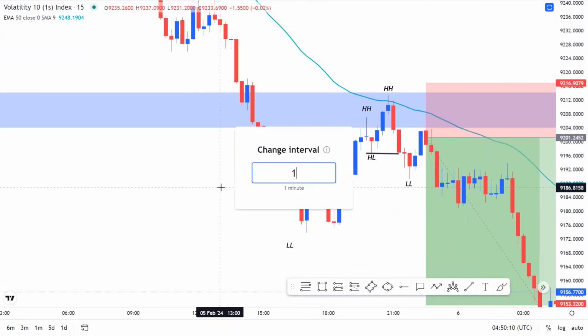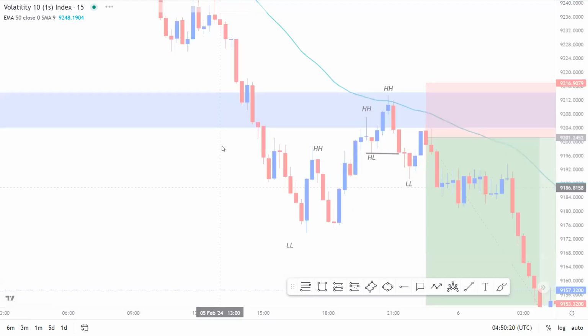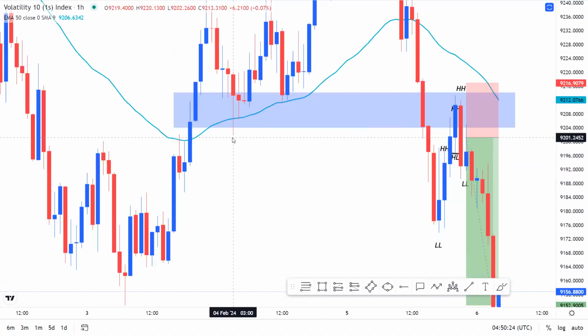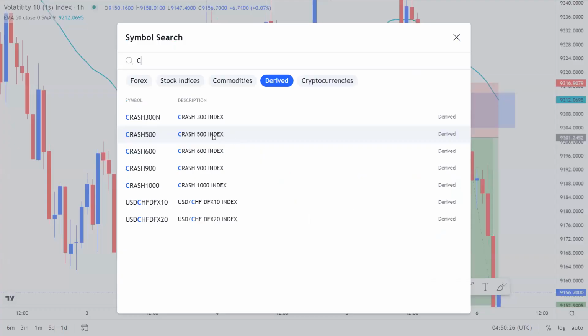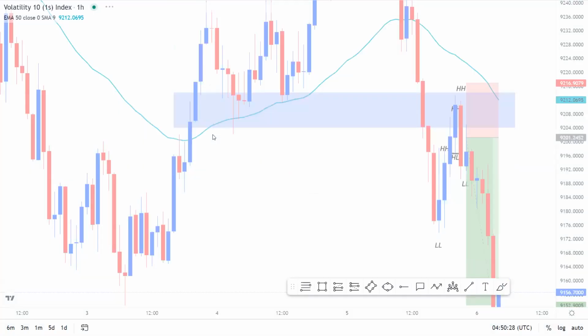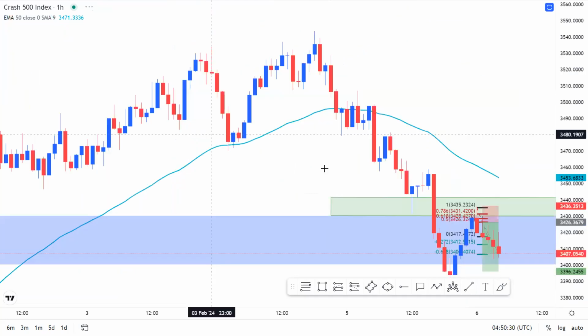Also, I currently have a running trade on the Crash 500 index, which I would quickly love to explain, the very reasons as to why I got in on the sells on the Crash 500 index.